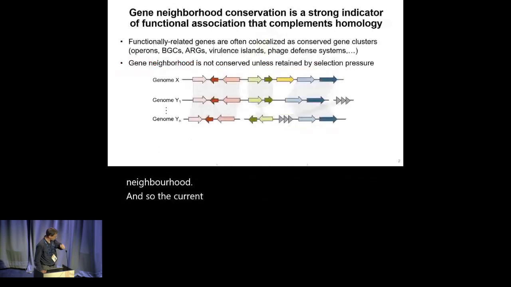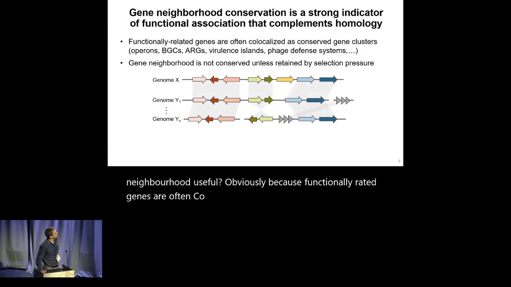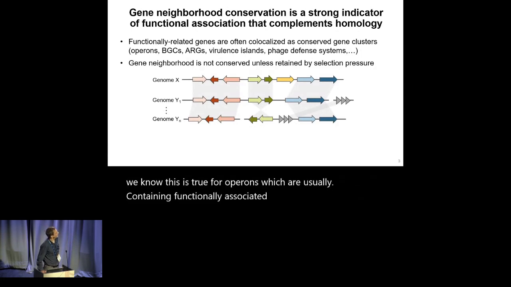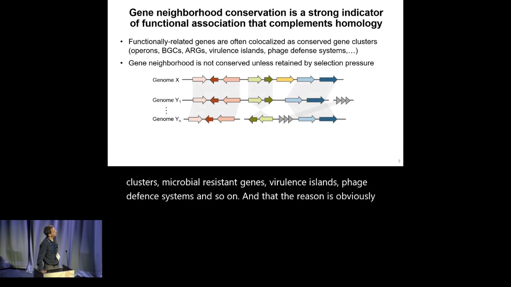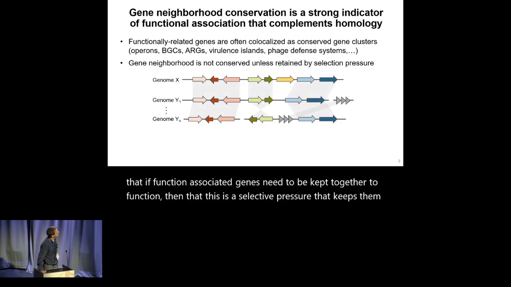So why is gene neighborhood useful? Obviously because functionally related genes are often co-localized as conserved gene clusters, and we know this is true for operons, which usually contain functionally associated genes. Also biosynthetic gene clusters, microbial resistance genes, virulence islands, phage defense systems, and so on. The reason is that if functionally associated genes need to be kept together to function, then this is a selective pressure that keeps them together.